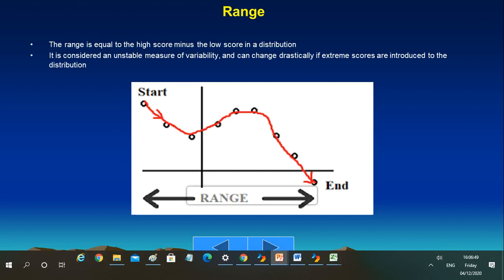Now the range is equal to the high score minus the low score in a distribution. The range is sometimes very useful, and you may need to use it in your program. It is considered an unstable measure of variability and can change drastically if extreme scores are introduced to the distribution. As shown in the picture, the range is from start to end. So that is the range.